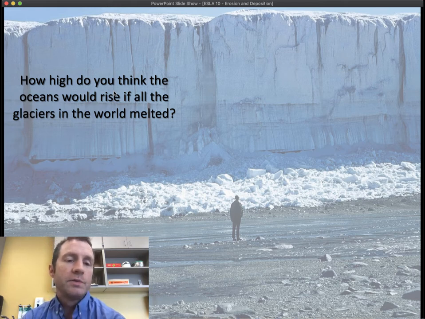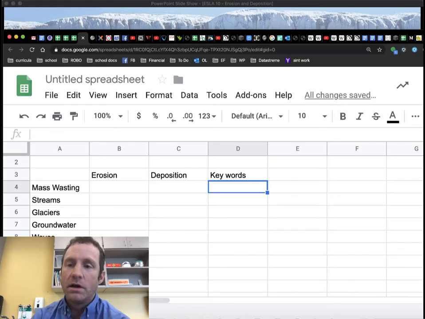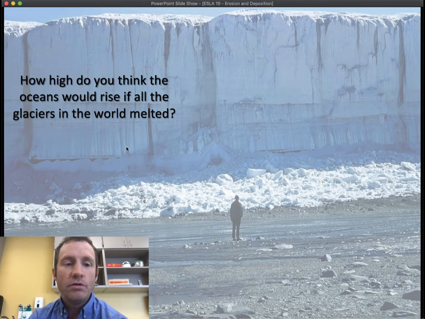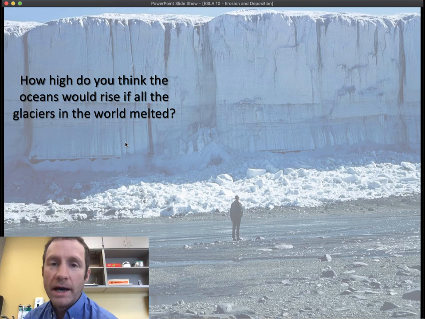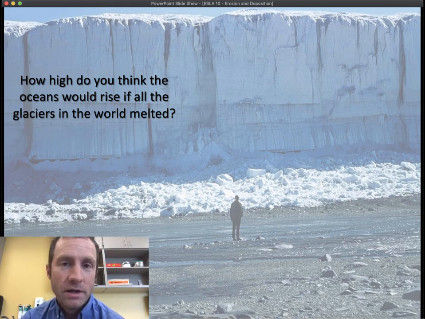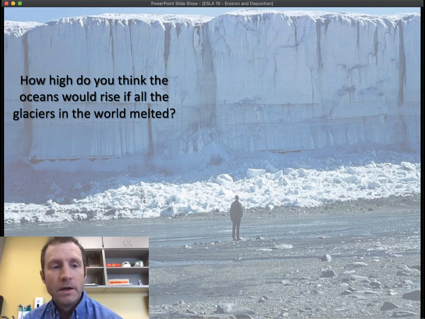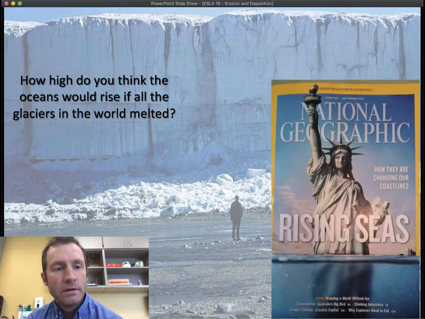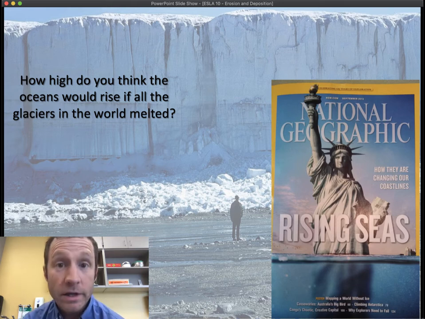Question: how high do you think the oceans would rise if all the glaciers in the world melted? You could write this down. I know that I'm only asking you to take notes on these particular things we're discussing. Right now we're on glaciers. But you could write down how high you think oceans would rise if the East Antarctic Ice Sheet and the other littler ones like in Antarctica and Greenland were to melt, and the glaciers that are on mountains and stuff like that. If they melted, how high would the oceans rise? What do you think?